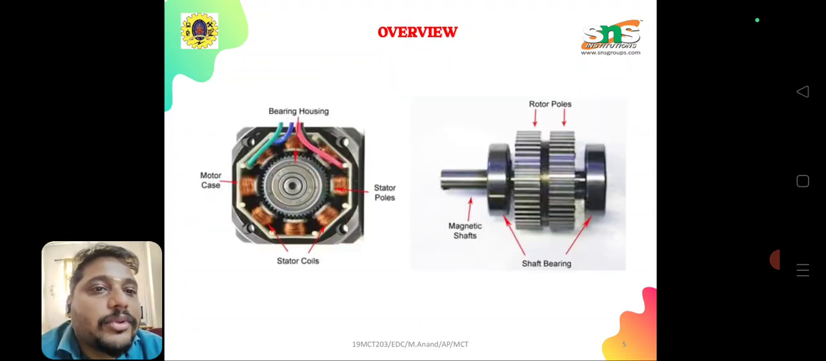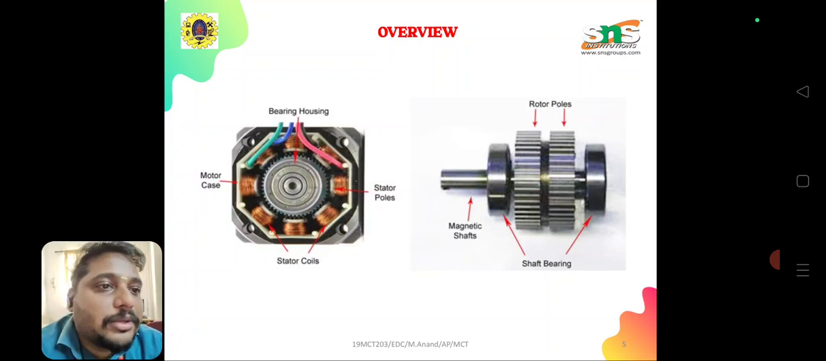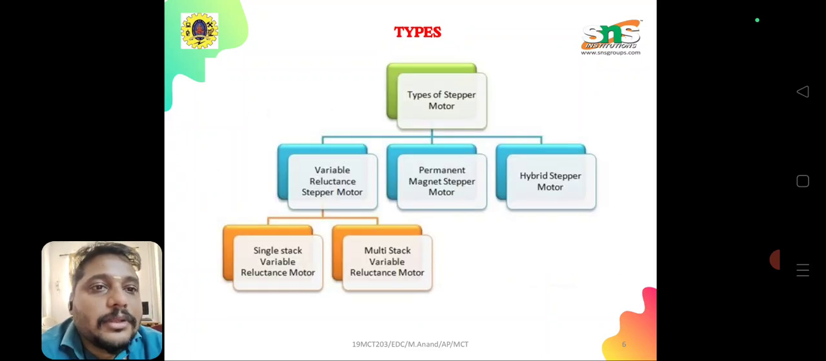So, an overview. This is a side cross view, and this is the rotor. Here on the stator side we have coil windings for each and every slot. Coming to the rotor, there is no coil, there are no slots, only step angles, that is, rotor poles connected with the shaft bearing magnetic shafts.